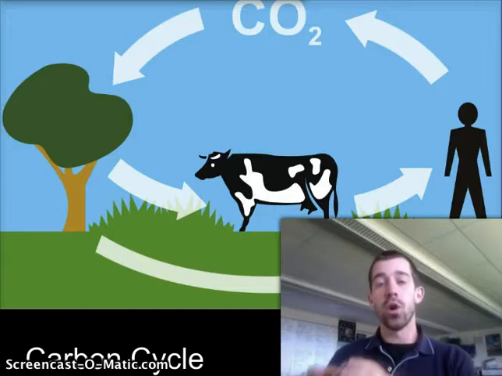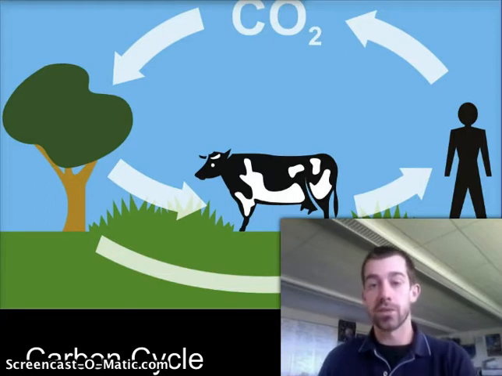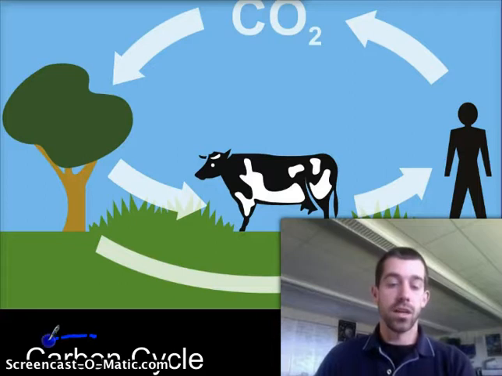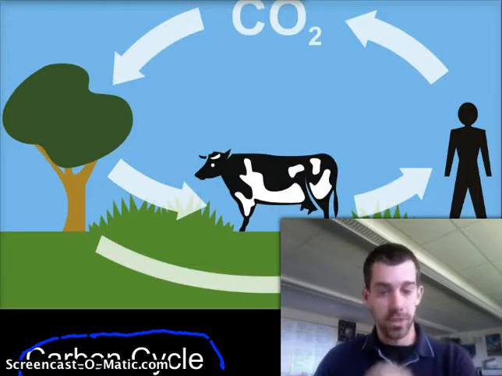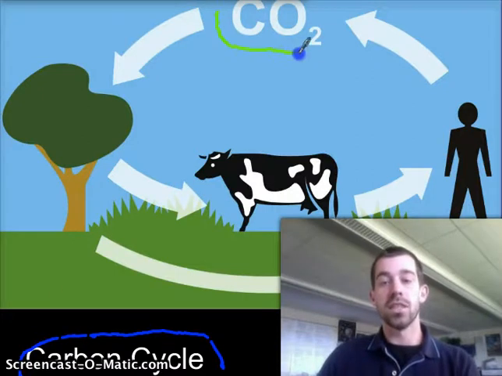And this is true of all of these atoms that are used in living things: carbon, hydrogen, oxygen, nitrogen, phosphorus, and sulfur. One really good example of this is the carbon cycle. The carbon cycle is the explanation of how carbon moves through living things. So for example, carbon naturally occurs as CO2 in the atmosphere.